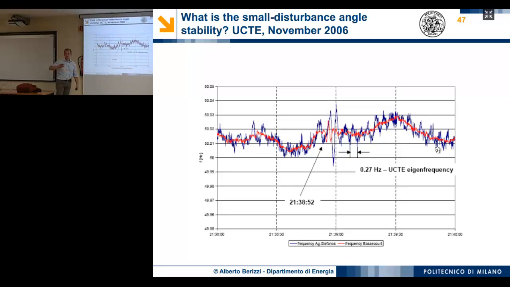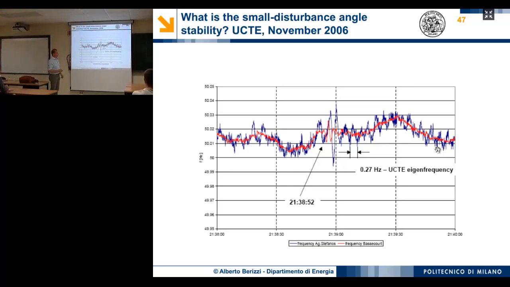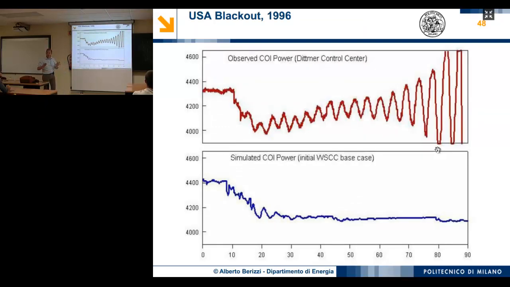Now, I don't want to go into the detail of small perturbation angle stability, because this is a typical problem. But this is just to say that one of the signals used to control the voltage in the excitation system of generators has the goal of damping this kind of oscillations. So the excitation system also has to manage this kind of problem. So not only voltage problems, not only over-exciting or under-exciting in order to increase or decrease the reactive power injected. Also stability, also small perturbation angle stability.